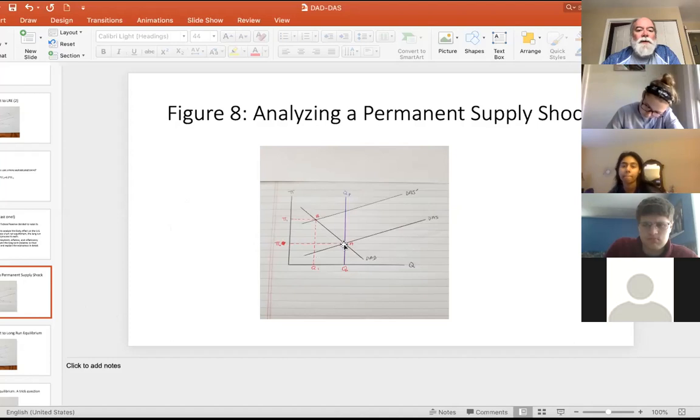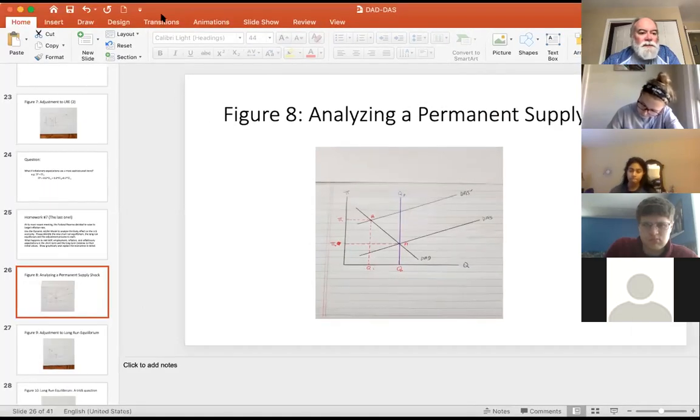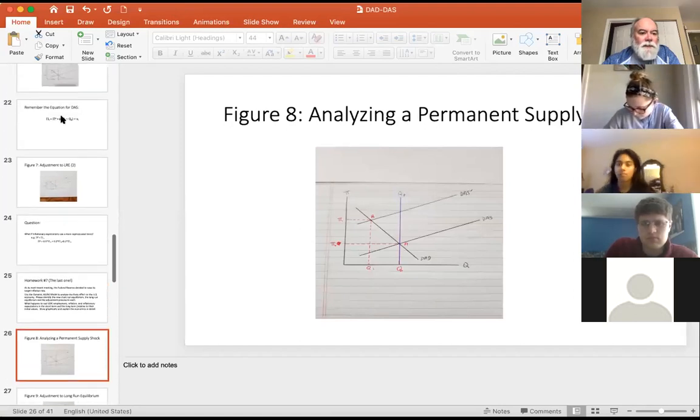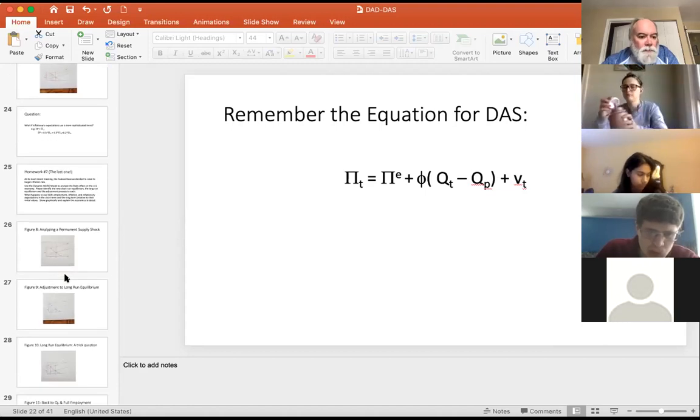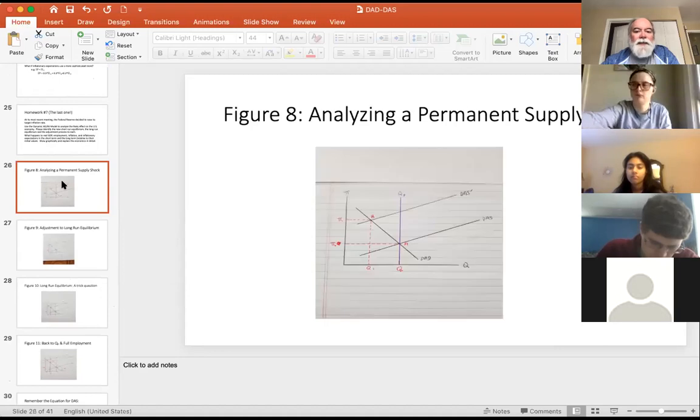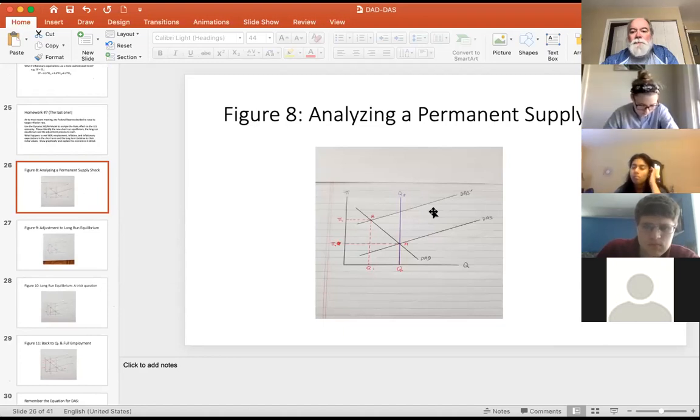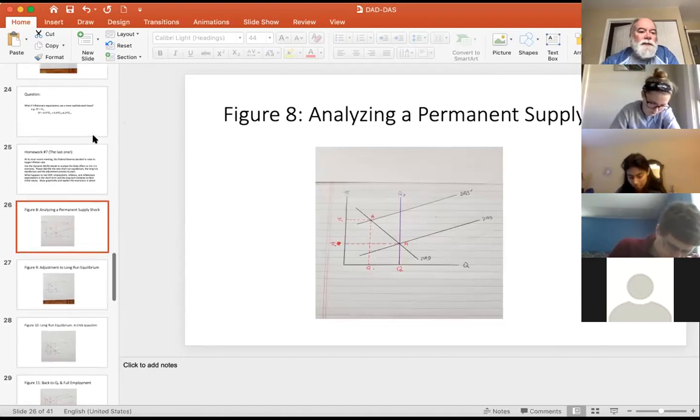We know from the equation for the DAS curve that a negative supply shock would mean that V goes from 0 to a positive number, because a negative supply shock, which is what we're talking about, would raise the rate of inflation, okay? So the first thing that would happen is the DAS curve would shift back, just like in the temporary case.